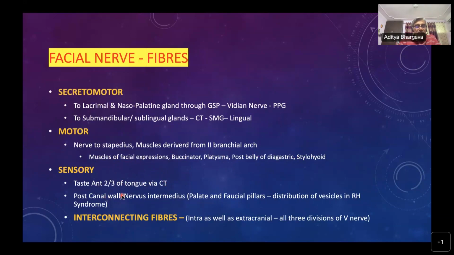Now a portion of the posterior canal wall, nervus intermedius, palate and facial pillars, because these are the sensory supply, we can see the vesicles in Ramsay-Hunt syndrome. I'll let you know about Ramsay-Hunt syndrome in subsequent slides. Then there are certain interconnecting fibers, intra as well as extracranial, which communicate with all 3 divisions of the 5th nerve.